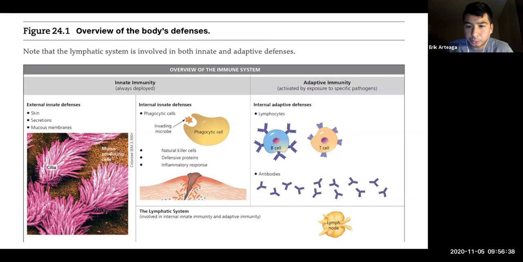All right. So the adaptive immunity, right? These are internal adaptive defenses. You have lymphocytes. So the cells that mediate the adaptive immunity are the B cells and the T cells. And one of the major components of the adaptive immunity is these antibody responses, these proteins that are secreted by the B cells. Okay, well, they're actually secreted by plasma cells.